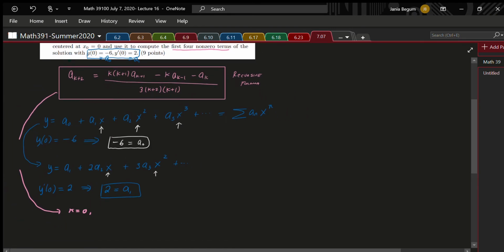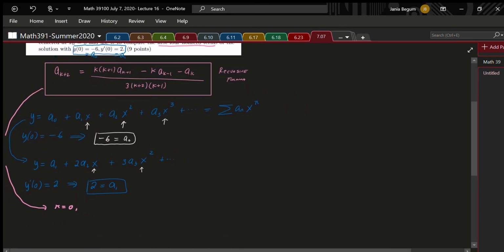Just make it smaller so I can see the recurrence. So if k is equal to 0, the first term will go to 0, and then the second term will also be 0. Third term is minus a sub 0 over 3 times 2 times 1. So A2 is just negative A0 over 3 times 2 times 1, that's 6.